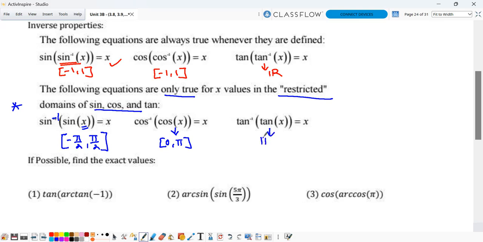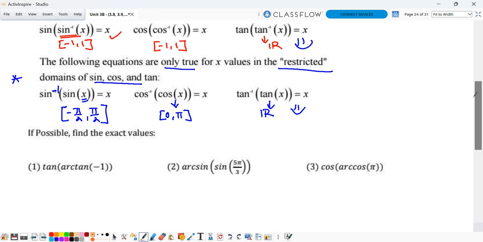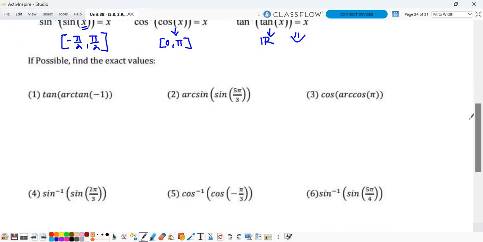Remember, the domain of tangent is all real numbers. So then we don't have to worry about this. They both will work all the time. Tangent is not a big deal. It will work all the time. These four are the ones we have to watch out for. Again, these two are also not a big deal. These are the ones you have to watch out for. So let's practice with some problems here.